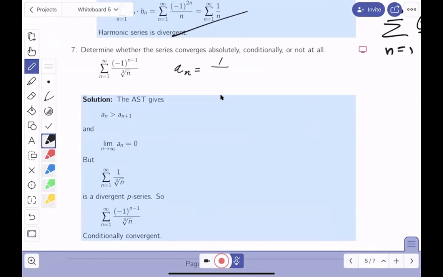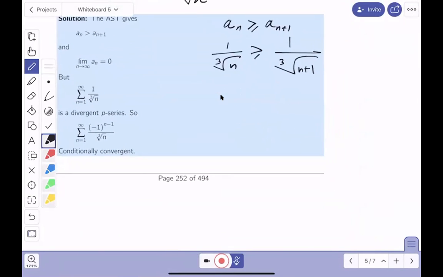It's going to be 1 over the cube root of N. Well, what do we need to show? Let's write this down. AN is going to be decreasing. Let's write this down. 1 over the cube root of N, 1 over the cube root of N plus 1. And again, I don't have to worry about this like I did in Math 119. Everything's positive. N and N plus 1 are always positive numbers. So I get this over here.